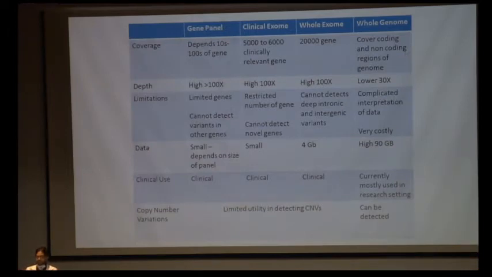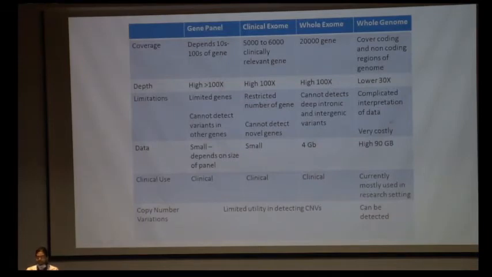The limitation of panel testing in clinical exome is that it's limited to the number of genes covered in the panel, and it will not detect variants in any other genes. Whereas a whole exome gives you the possibility to detect variants in genes which have not yet been implicated in any clinical disease. Whereas whole genome will allow you to detect variants both in the intronic and also exonic regions.